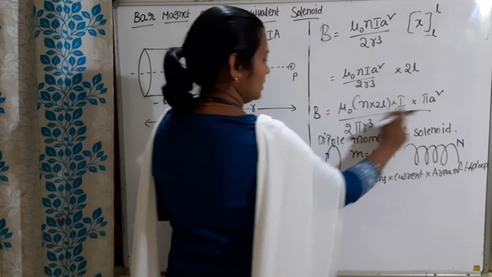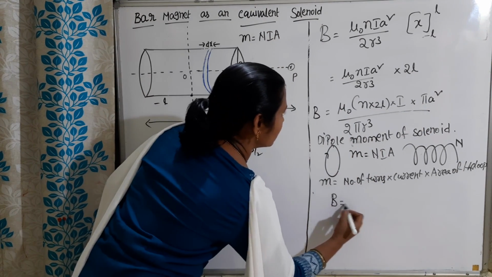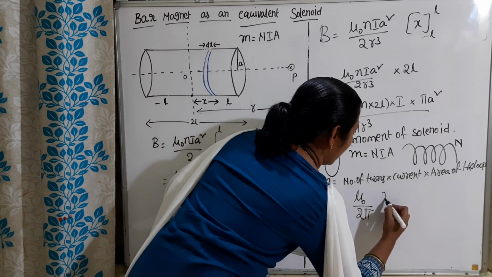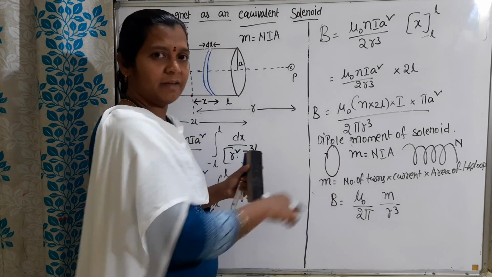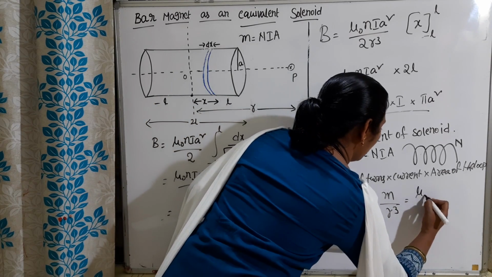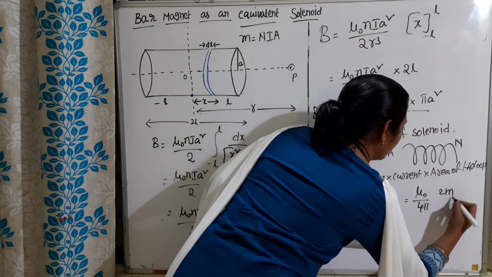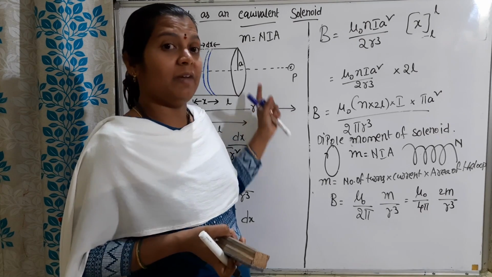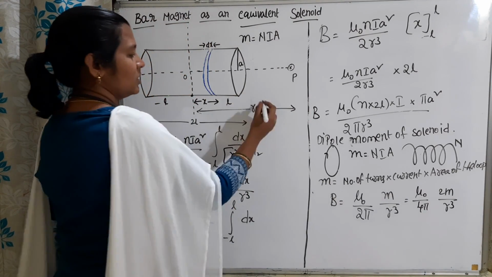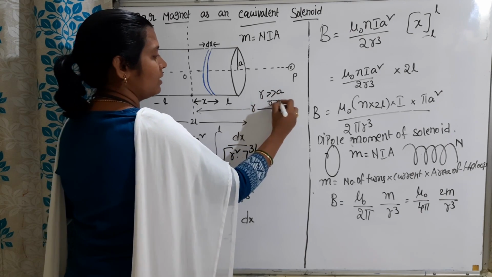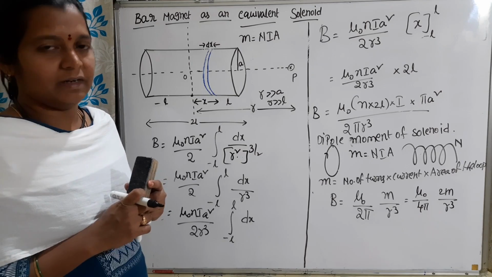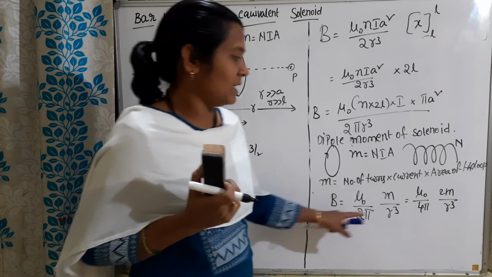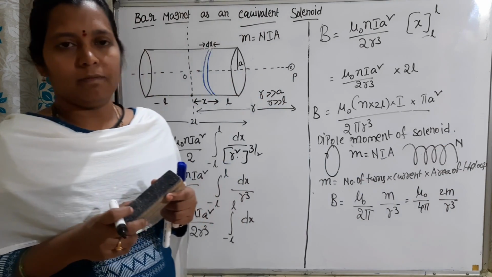So by replacing all these terms with the dipole moment, B will become mu naught by, let us say, here we are writing it as 2 pi m by r cube. I am multiplying and dividing with 2, so this equation converts to mu naught by 4 pi into 2 m by r cube. So this is the magnetic field at the axial point at a very large distance, because we consider the approximation that r is very much greater compared to a, and r is very much greater compared to the length of the solenoid. So in that case, the axial field of a solenoid is nothing but mu naught by 4 pi into 2 m by r cube.